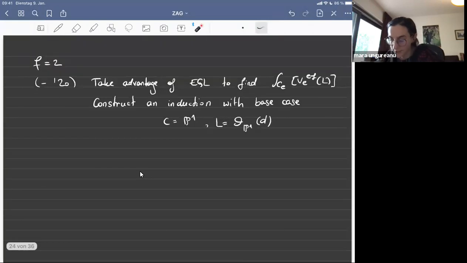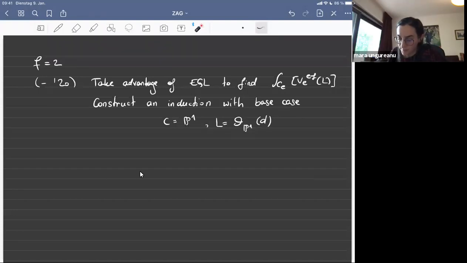Well, the point is that because these guys here are polynomials in d and g, it doesn't matter what curve and what line bundle I put inside, as long as they have the correct parameters of degree and genus. So I might as well take some particularly convenient choice. For example, I might take the curve to be the projective line, and the line bundle to be the tautological line bundle on P1 of degree d, and just do an induction on these guys.